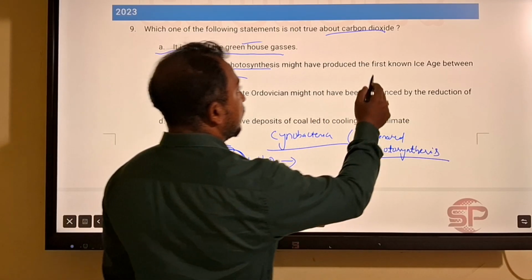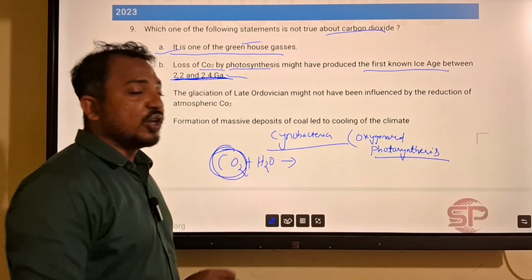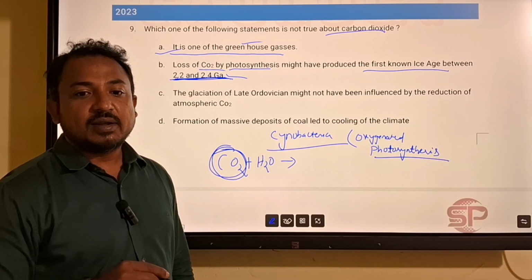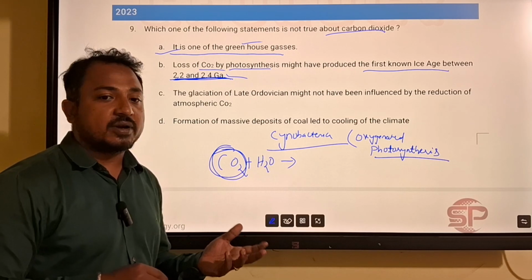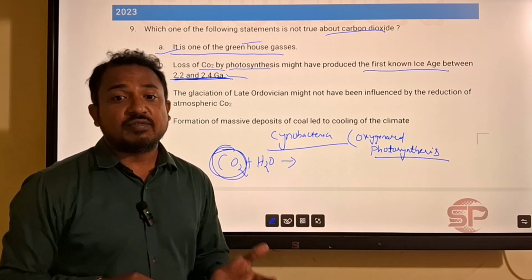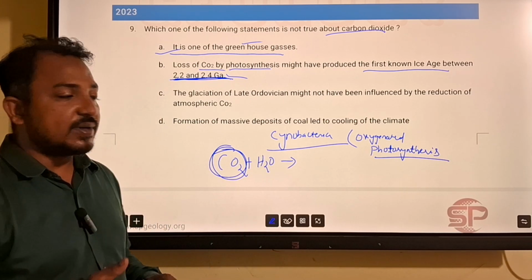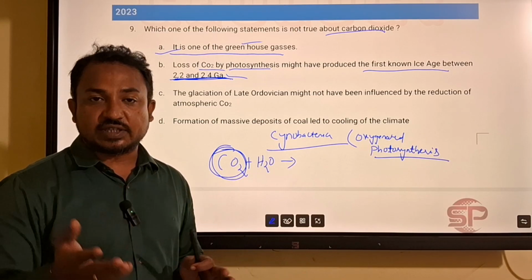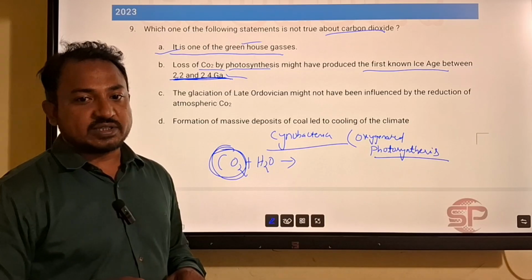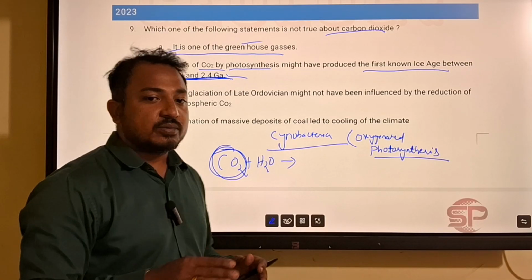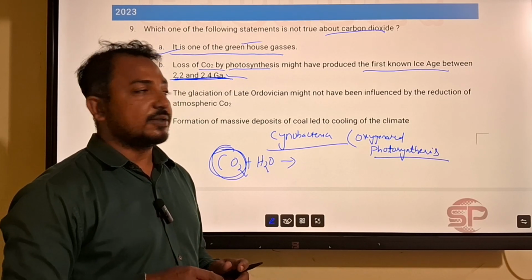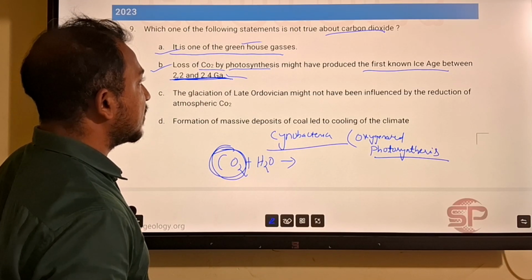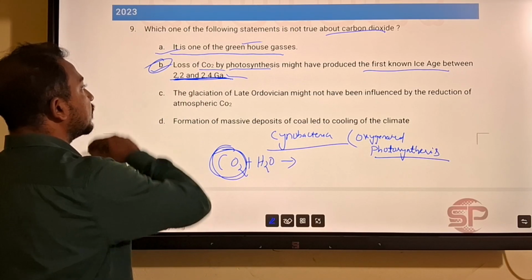So that produced the first ice age, which is called the Huronian ice age, between 2.4 to 2.1 gigayears, which occurred because of oxygenic photosynthesis by cyanobacteria, which reduced the atmospheric carbon dioxide and released oxygen, and because of that the temperature decreased. So loss of CO2 by photosynthesis might have produced the first ice age. It is the correct option.